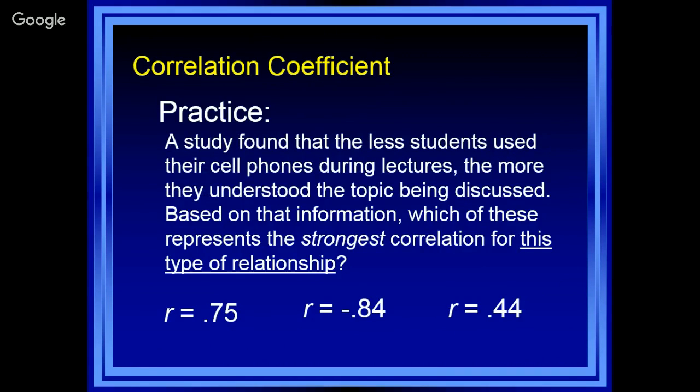How about another example? Okay, so say a study found that the less students used their cell phones during lecture, the more they understood the topic being discussed, which, by the way, was also found. The less students used their cell phones during lectures, the more they understood the topic being discussed. And the question to you is, based on that information, which of these represents the strongest correlation for this type of relationship? Pause me again and work this out and give yourself a good guess.